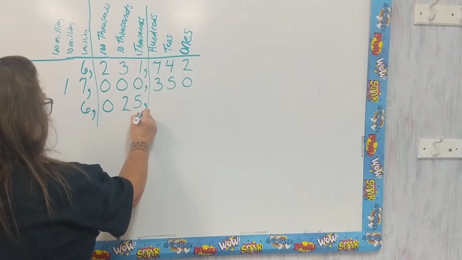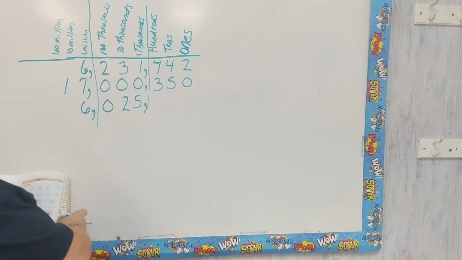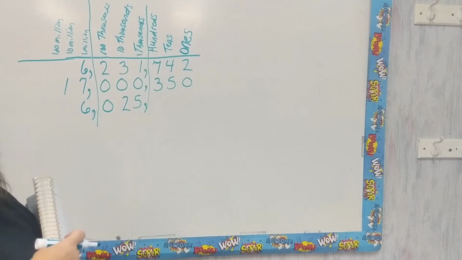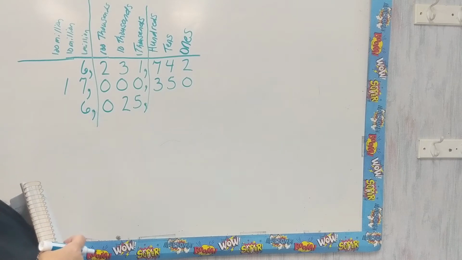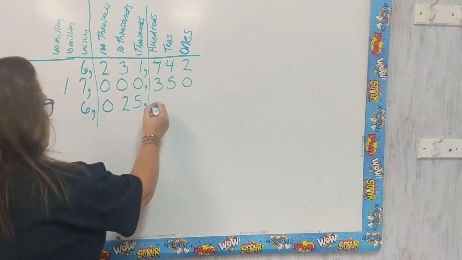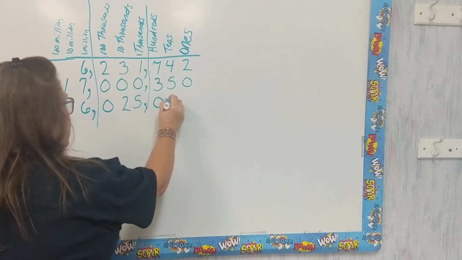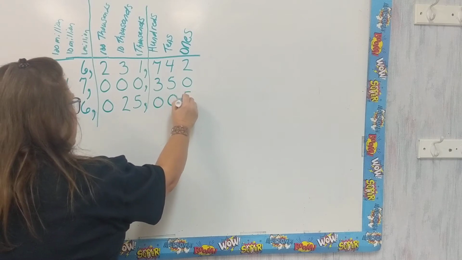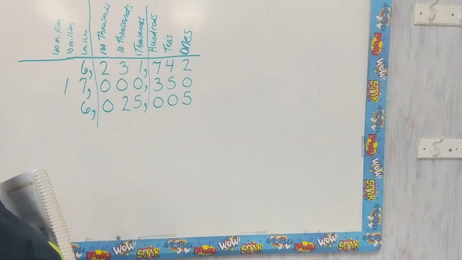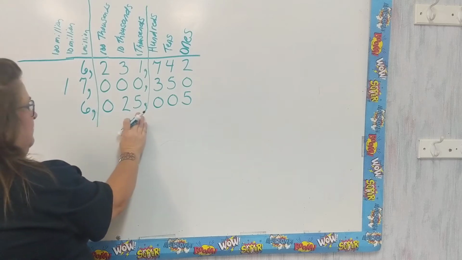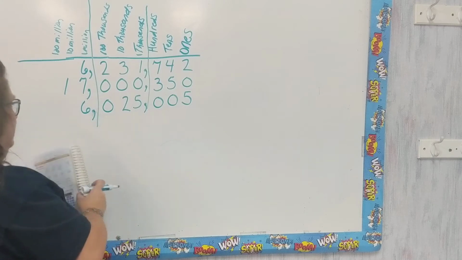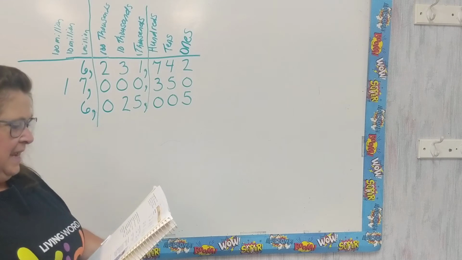25, comma for the last name, 25,005. I didn't hear any hundreds. I didn't hear any tens. I just heard 5. So 6,025,005. Okay?